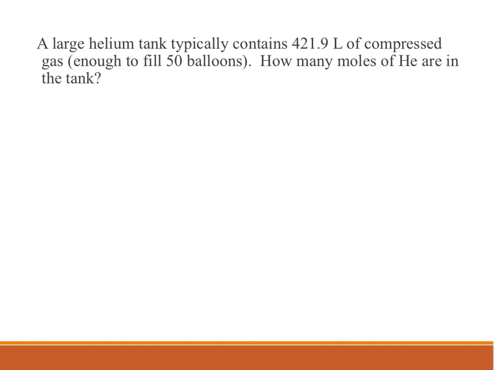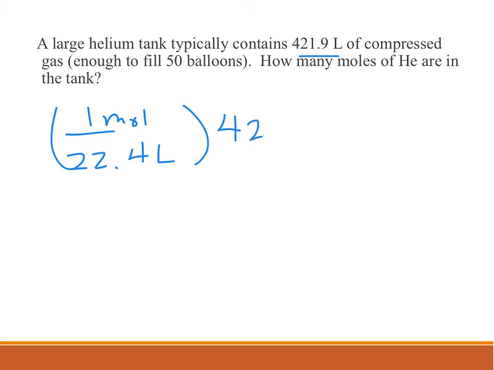Or here's one using volume. A large helium tank typically contains 421.9 liters of compressed gas, which is enough to fill 50 party balloons. So how many moles of helium are in this tank? If you remember, I said a mole of any particular gas is going to be equal to 22.4 liters. So 1 mole is the same thing as 22.4 liters. Now, we don't have 22.4 liters, we have 421.9 liters. And so again, if you're setting this up to multiply these two together, we'll be able to cancel out our liters. Our answer would be in moles.